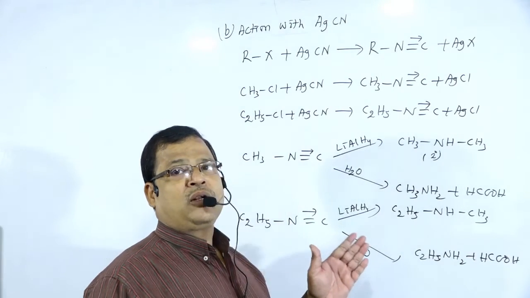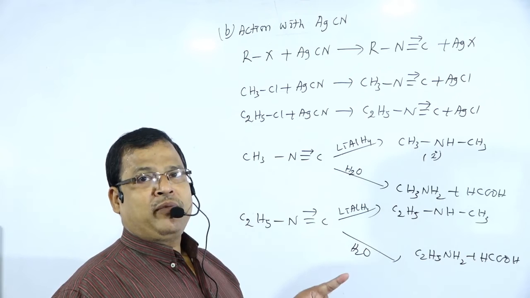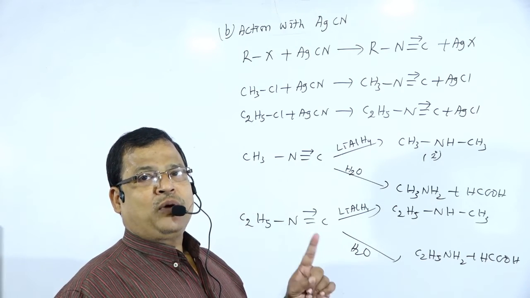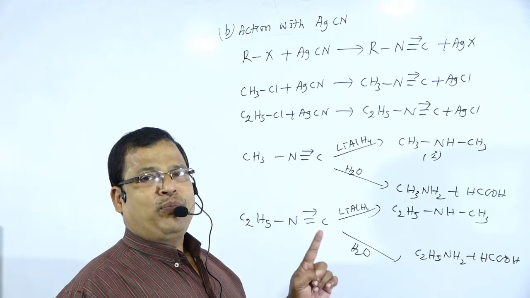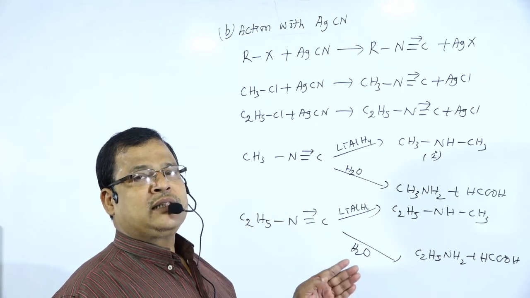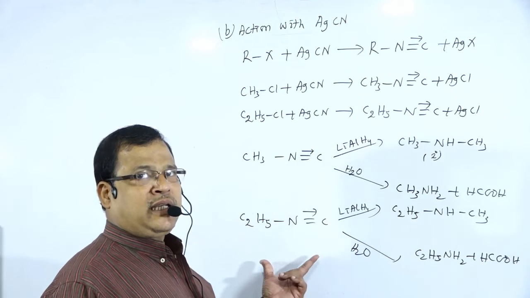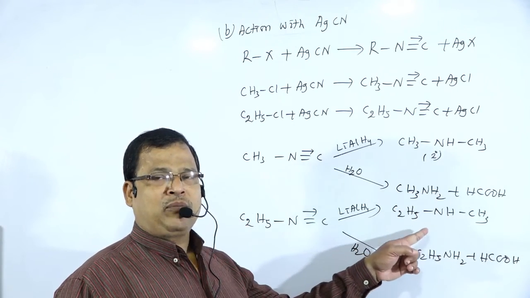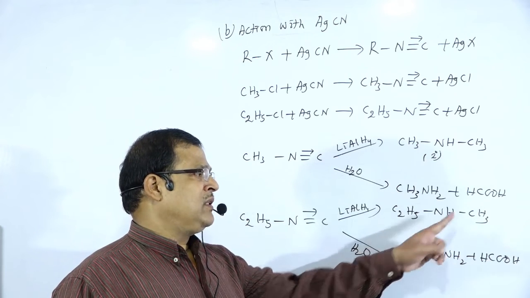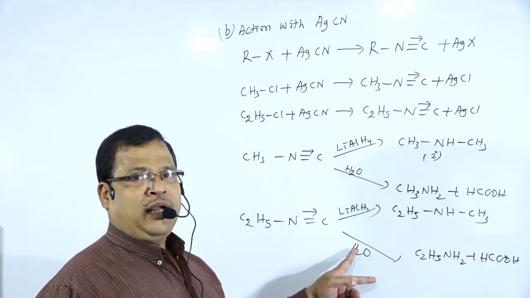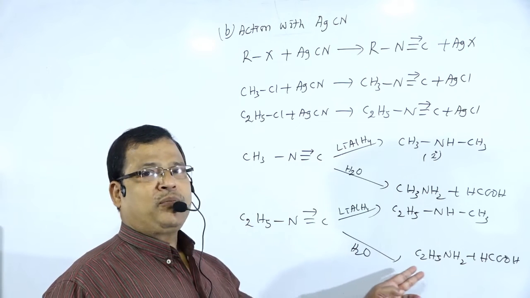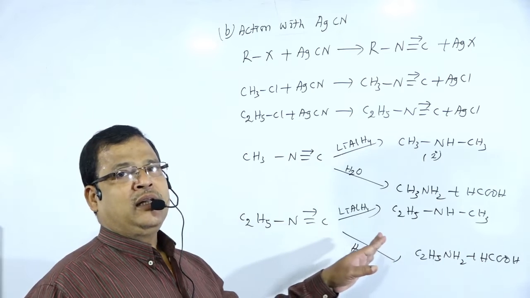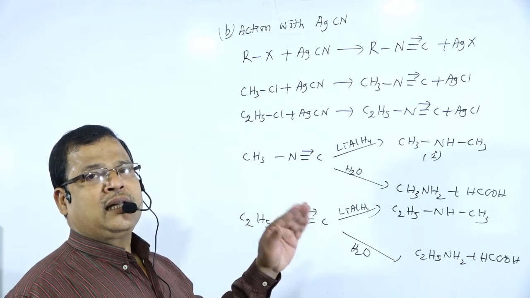Mark the difference. We have explained that alkyl cyanide undergoes reduction to form primary amine, and hydrolyzes in presence of base to form acid amide, and on complete hydrolysis forms carboxylic acid. But alkyl isocyanide undergoes reduction to form secondary amine, and undergoes complete hydrolysis to form primary amine and formic acid. This is the difference between alkyl cyanide and alkyl isocyanide.